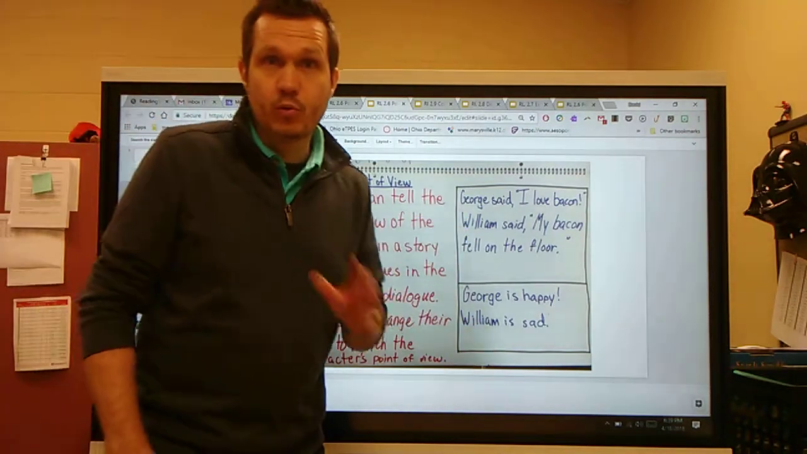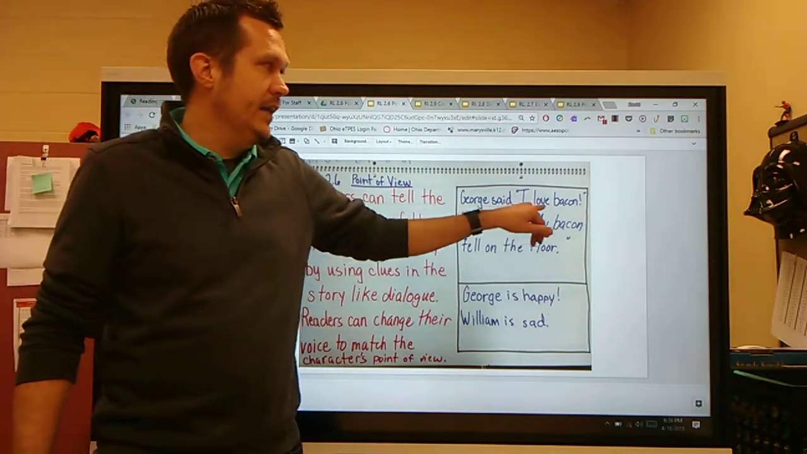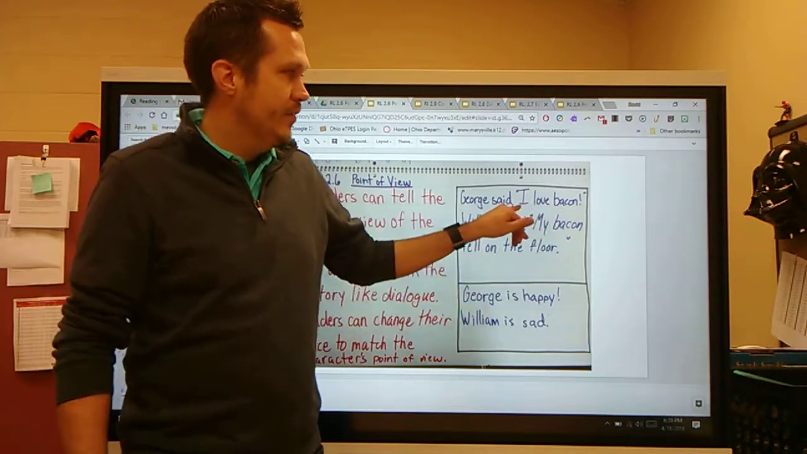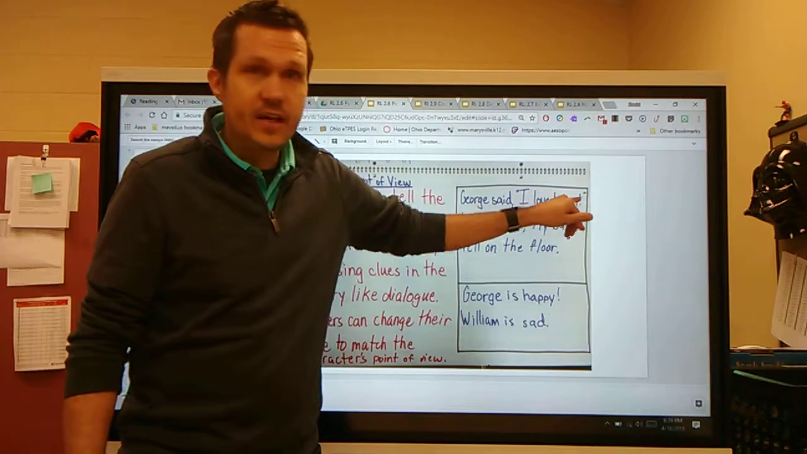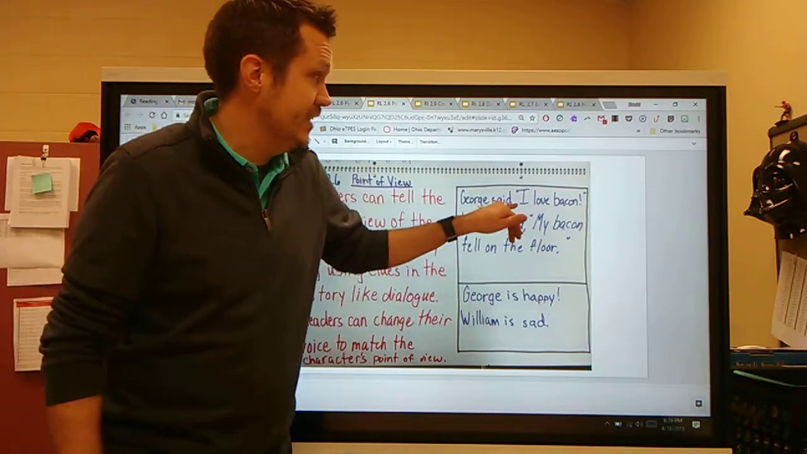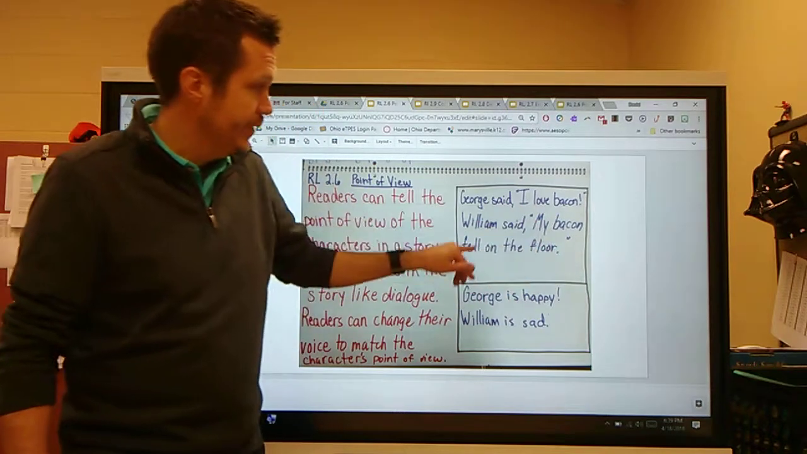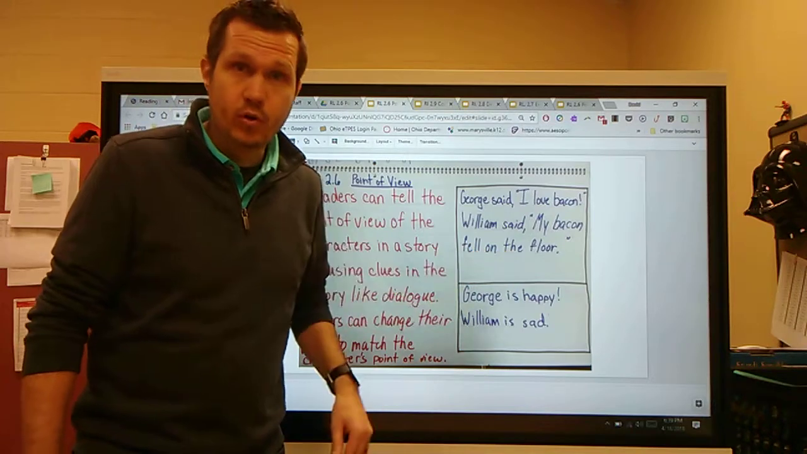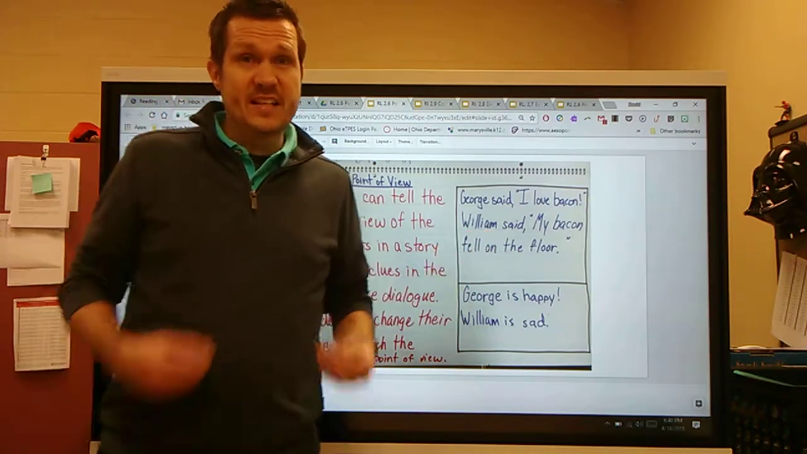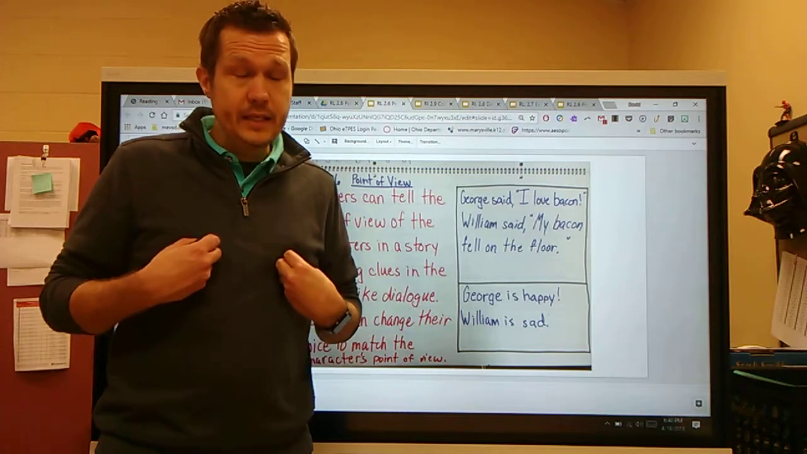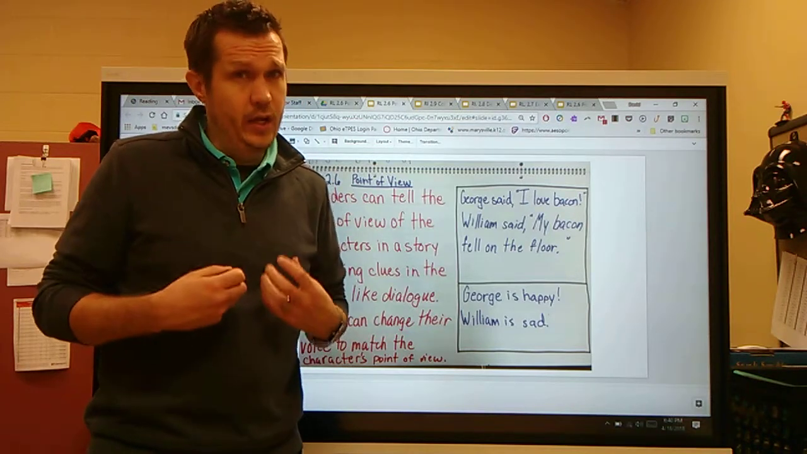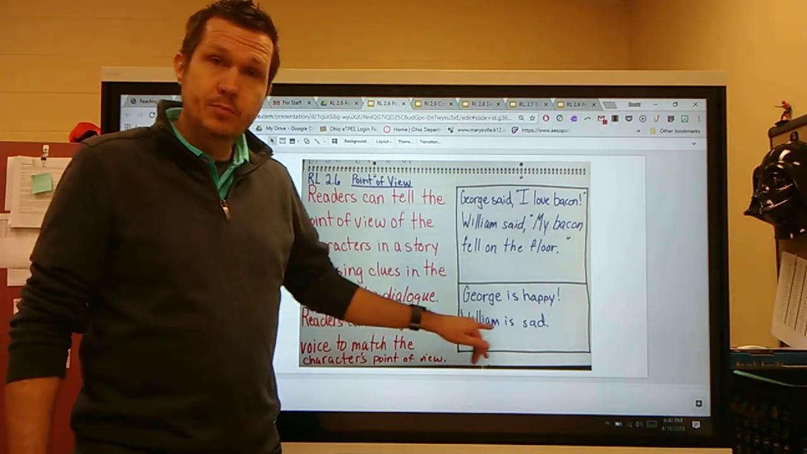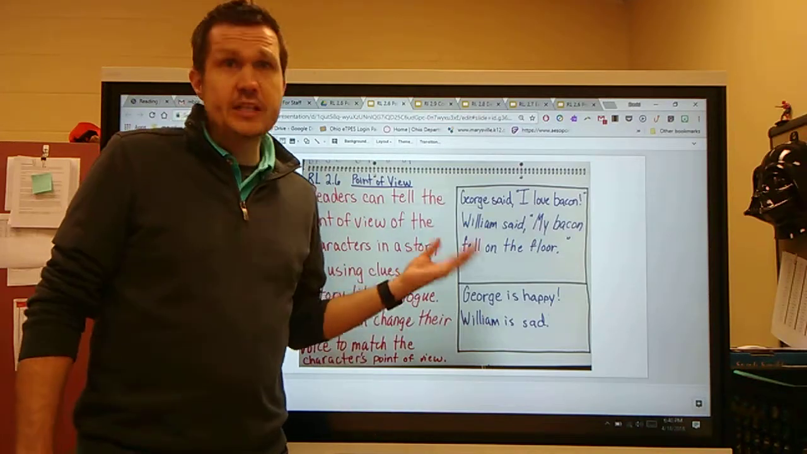So let's take a look at this example right here. So here it says, George said, "I love bacon." I can tell that George loves bacon, so I can make my voice go up. The dialogue, that's where those quotation marks are, that tells me that a character is speaking. That's George's exact words. He says, "I love bacon." Here's William's exact words. William said, "My bacon fell on the floor." Well, the fact that William says his bacon fell on the floor, that's a clue to me, telling me that maybe William was sad. So I can say that George's point of view is happy, and William's point of view is sad. And I can change my voice to match that.